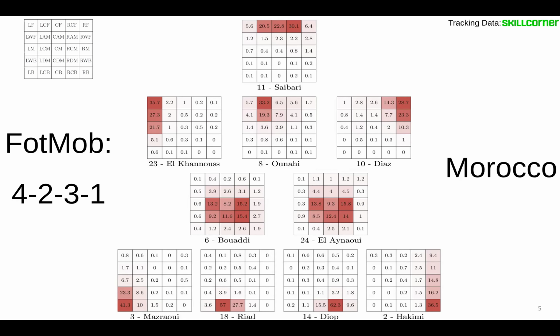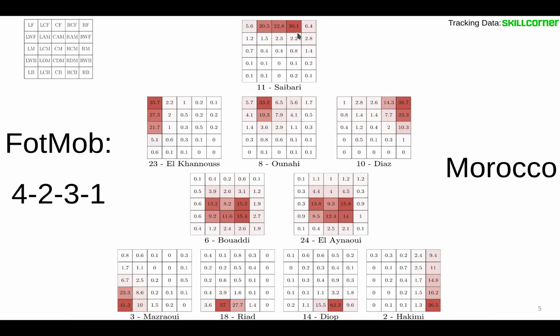Interestingly, number 23 was dropping more than number 10. So that's the asymmetry you can see in this picture. But the deviation that we can observe from the formation reported by FotMob is for number 8. Number 8 has been reported to be that attacking midfielder, but as you can see, he appeared around 33% of the time in this cell, which is the left center forward. And number 11 appeared in a lot of cells on the front line, around 30% as the right center forward.